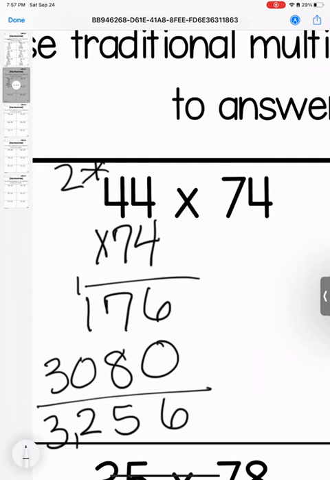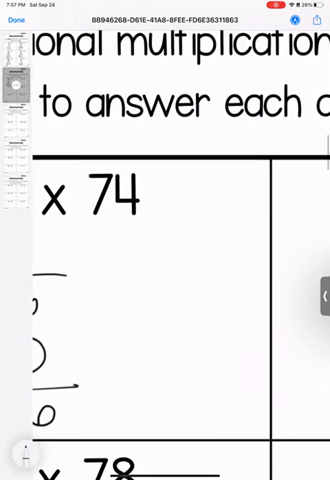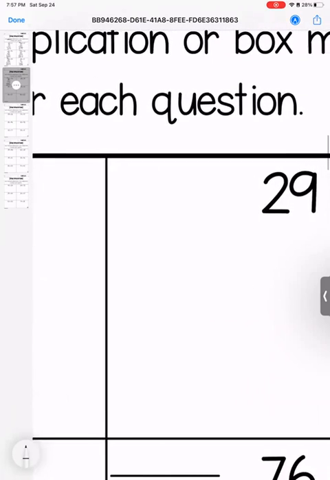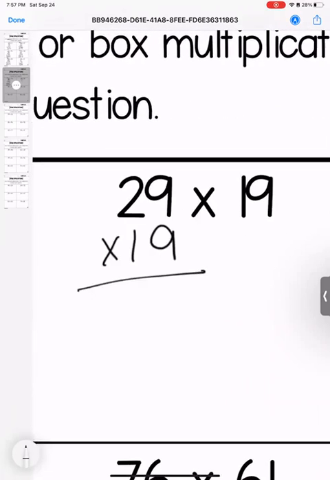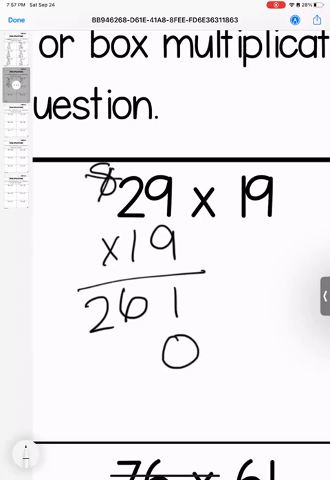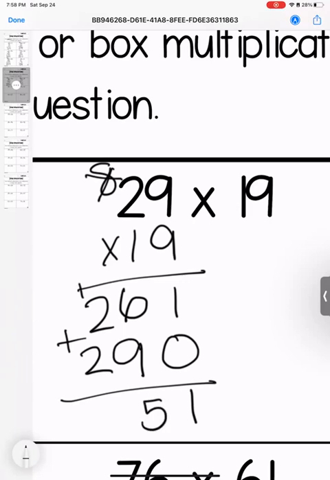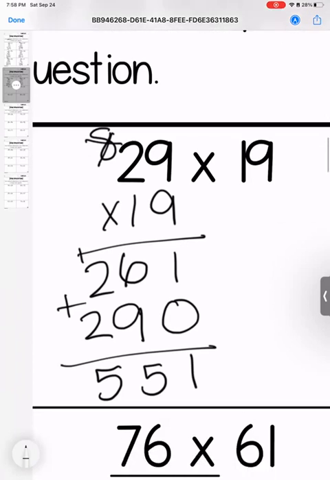3,256. Sliding over to our next one. 29 times 19. 9 times 9 is 81. 9 times 2 is 18. Add 8 is 26. Place saving 0. 1 times 9 is 9. 1 times 2 is 2. We add. We have a 1, 15, and 5. 551.